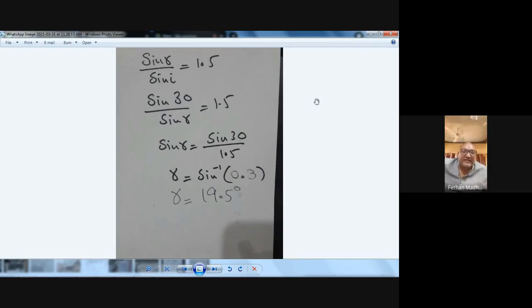Sine 30, that r value is not 60, it is 30. Sine 30 divided by sine r equals 1.5. So sine r will be equal to sine 30 divided by 1.5. If you do it on the calculator, it will be 0.3. So I will take sine to the other side. It will become sine inverse, and r will be equal to sine inverse 0.3. R will be equal to 119.5 degrees. But do you understand this numerical?